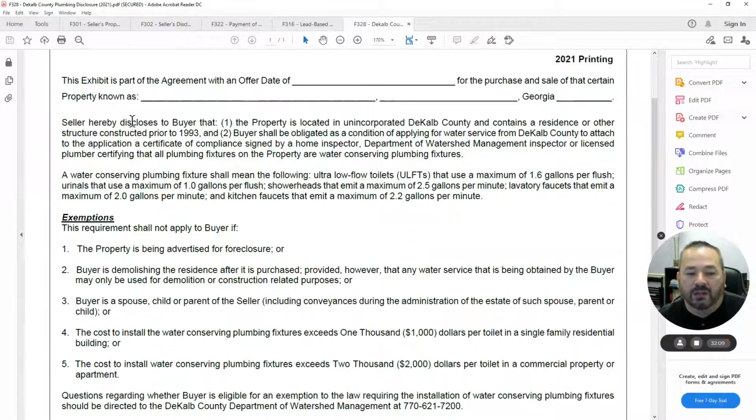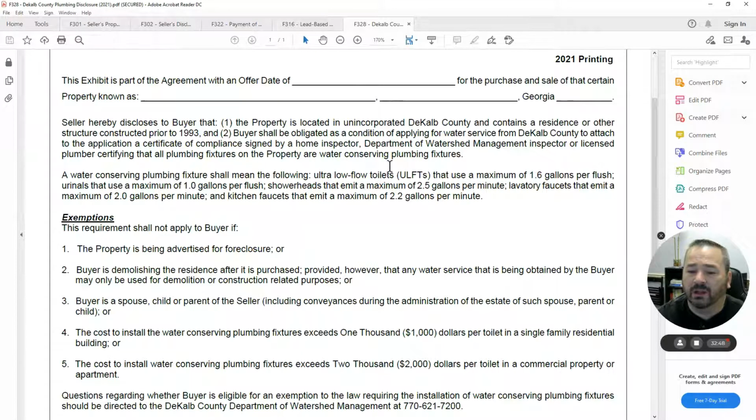Okay, and just to read it really quick, seller hereby discloses that the property is located in unincorporated DeKalb County and contains a residence or other structure constructed prior to 1993, and the buyer shall be obligated as a condition of applying for water service from DeKalb County to attach to the application a certificate of compliance signed by a home inspector. Okay, so that certificate that you're going to have when you're representing a buyer that just bought a home, the certificate they're going to need to get their water turned on comes from who? Comes from the home inspector.